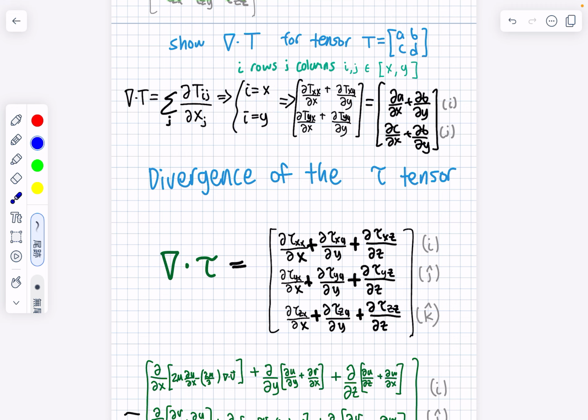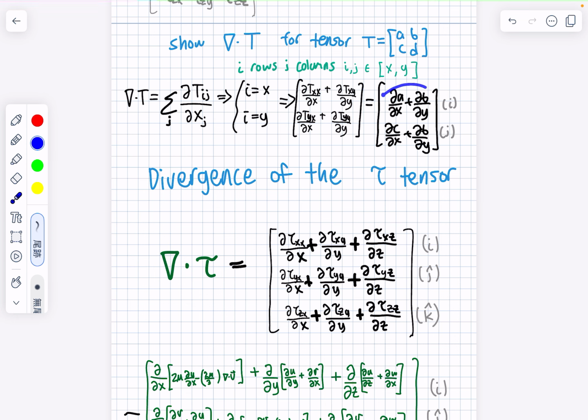So you'd get, here i is x, so x is here, and then i is y, so you have y, and it always goes x, y. The sum adds them together, so it's the x derivative of Txx plus the y derivative of Txy. Then this row will be the x derivative of Tyx and the y derivative of Tyy. And since we know that A is this, B is this, C is this, and D is this, based on their location, we'll get this.